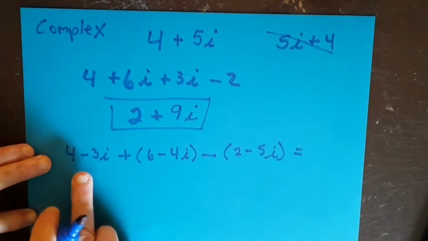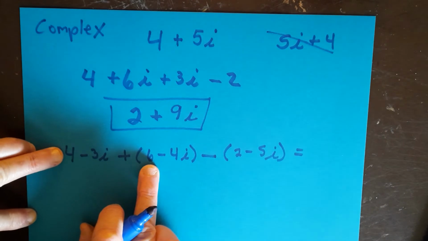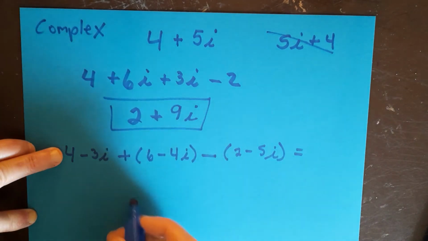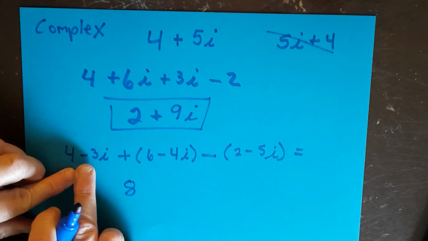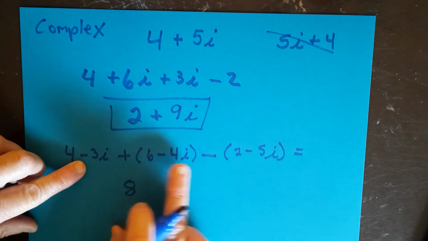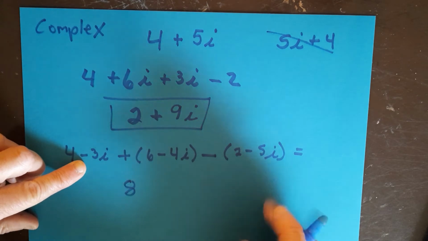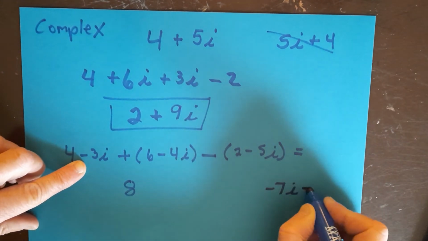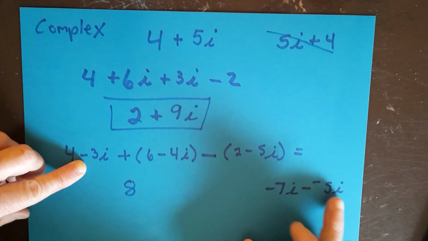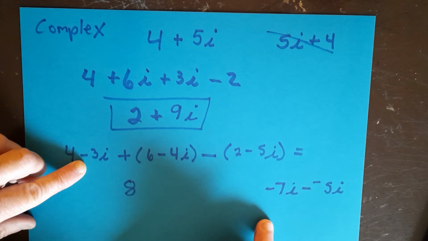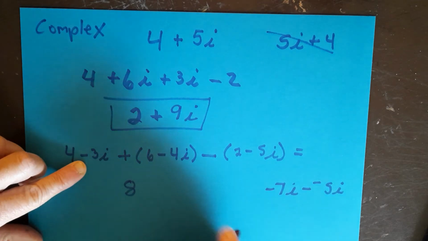First of all, we're going to go ahead to solve this. We do all of the real numbers first. So we have 4 plus 6, which is 10, minus 2, which is 8. So the real numbers simplify to 8. Let's do the imaginary numbers. We have negative 3i minus 4i, which is a negative 7i, minus a negative 5i. Remember, watch those signs. Negative 7 minus a negative 5 would be a negative 2. So this gives us 8 minus 2i.